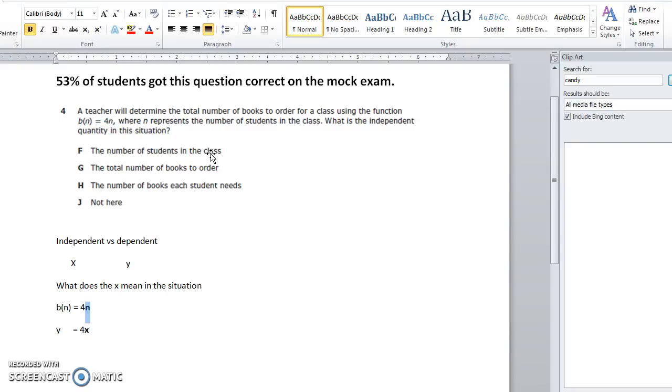So again, you need to know the vocabulary. They wanted to know, what is the independent quantity? Independent means your x value. So what they're really asking for, what does the x mean in this situation? So here's my function, and the variable that's in place of where the x usually is, is the n. So this n is what I'm looking for, the number of students in the class.